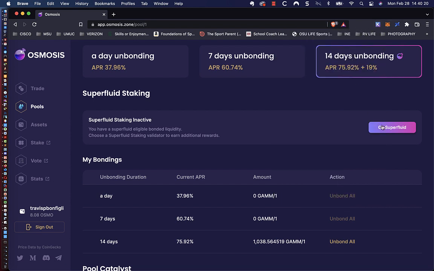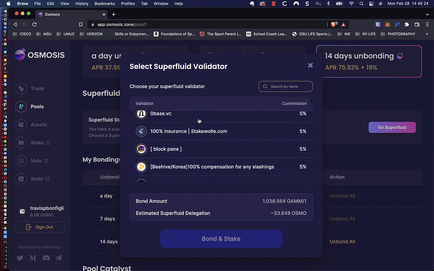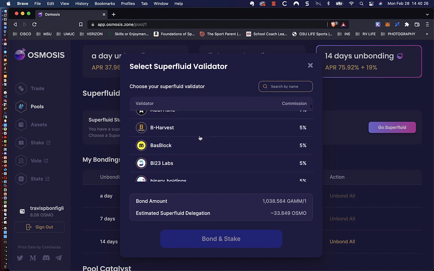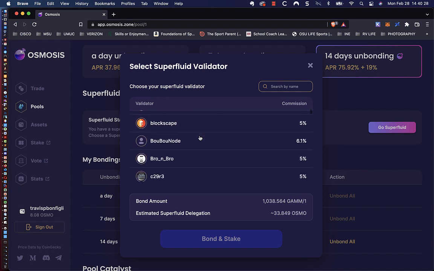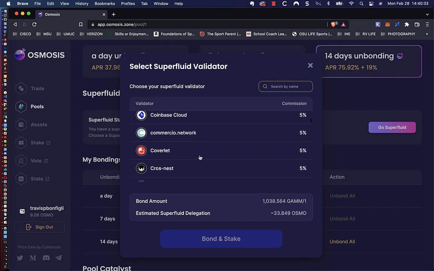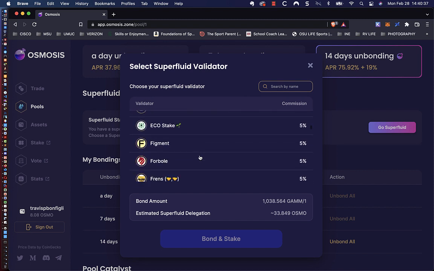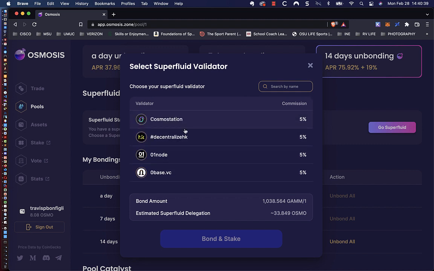So let's go ahead and let's turn it on. We're going to click on activate Superfluid. Let's take a look here. You can see the different commission rates that are here. And it looks like these validators may be the same validators that we see over on the Keplr wallet app page. In fact, these look very, very familiar. So we're just going to go ahead. We're going to make it easy. I'm going to pick Cosmostation.